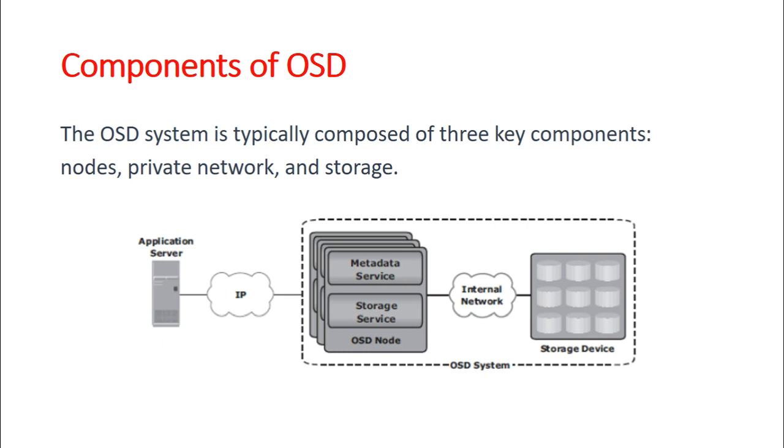In some implementations, such as content addressed storage or CAS, a metadata service might reside on the application server or on a separate server. OSD typically requires low cost and high density disk drives to store the objects. As more capacity is required, more disk drives can be added to the system. So these are the three components of OSD: the OSD node, the internal network, and the storage device. The OSD node in turn has two sub-components, the metadata service and the storage service.